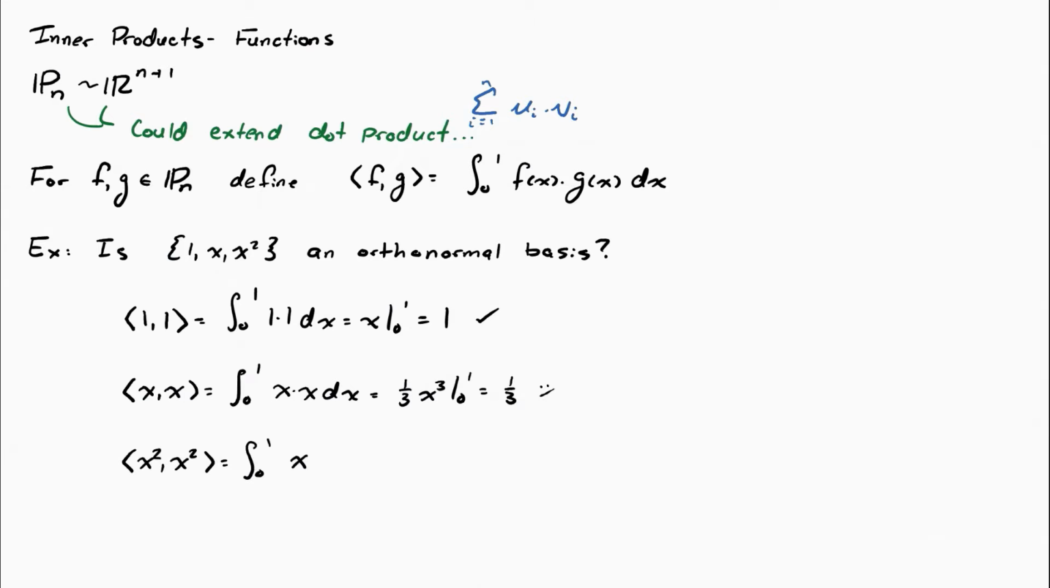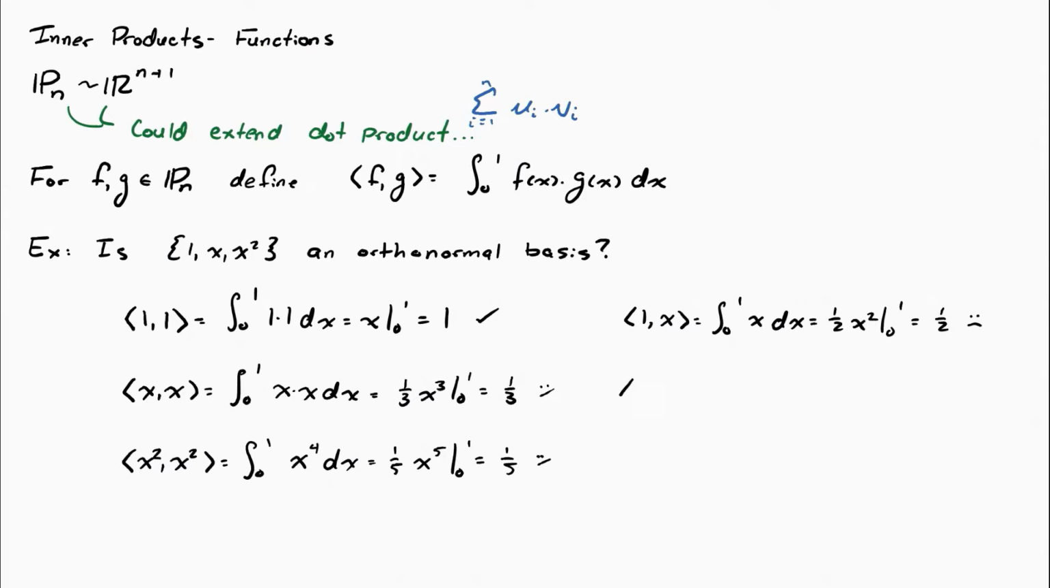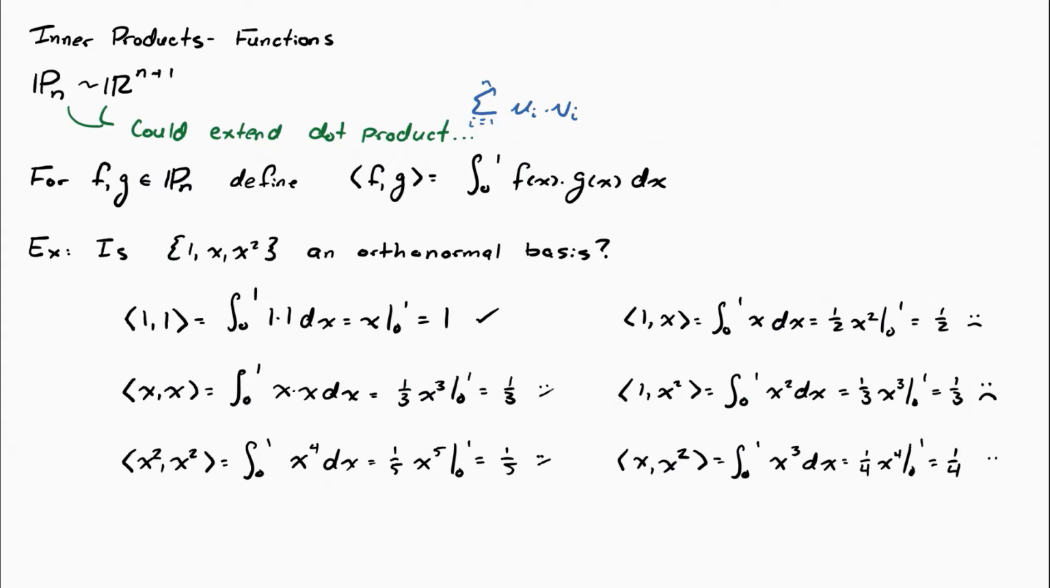X squared with itself comes out to be 1/5. We would hope that the inner product of 1 and x is 0, but it's not. 1 and x squared is also not 0. X and x squared? Of course not. So this kind of sucks. Our standard basis not being orthonormal means we can't easily determine coordinates of functions.